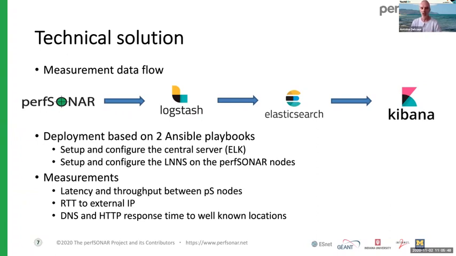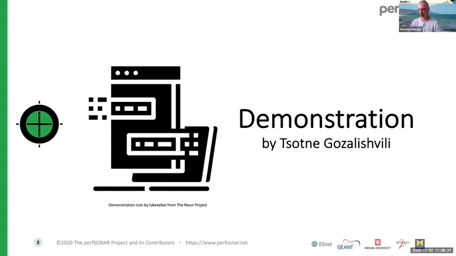So from the perfSONAR nodes, we send the measurement results to Logstash for a bit of processing. It is stored then in Elasticsearch and later presented in Kibana. What we're going to show you and demo today is two Ansible playbooks that help with that, setting up the ELK central server and setting up the Linux namespaces on the perfSONAR nodes. And from there, we can do different types of measurements, latency and throughput, but also DNS and HTTP response time. So I now hand over to Tsotne for the actual demonstration of those two playbooks.